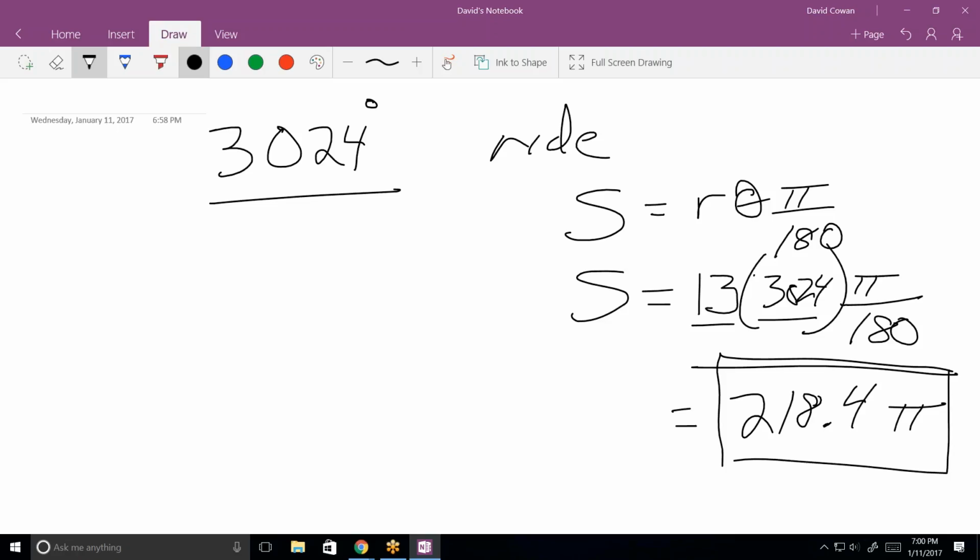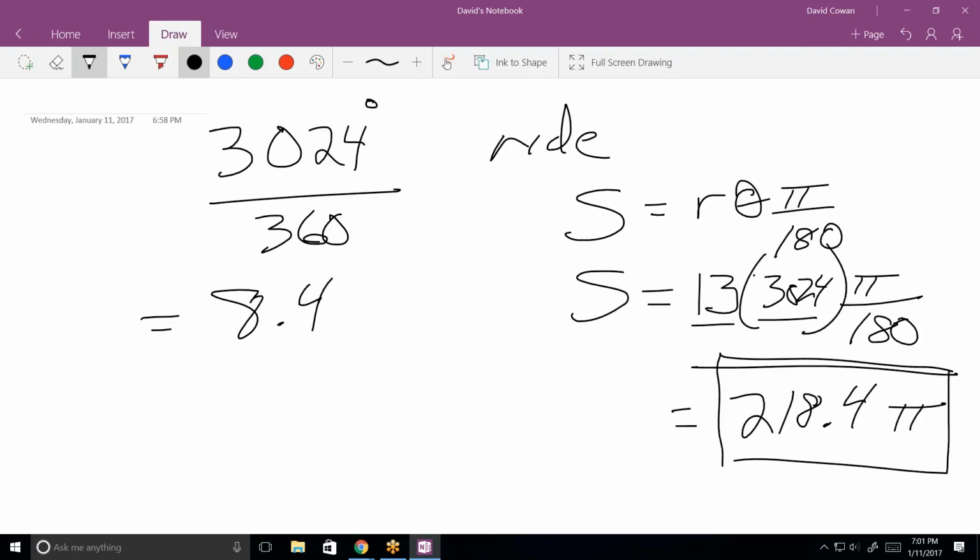Now, let's see if that makes sense. What do you get when you divide that angle by 360? 3,024 by 360. 3024 divided by 360 equals 8.4. That's the number of revolutions that rider's making. He's going to go around. One ride is 8.4 revolutions.